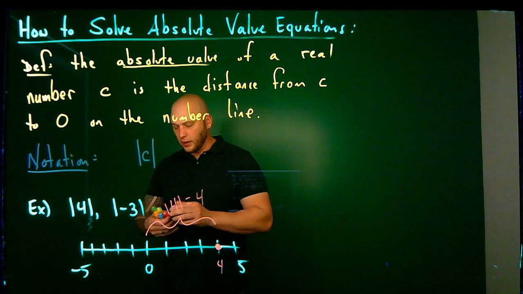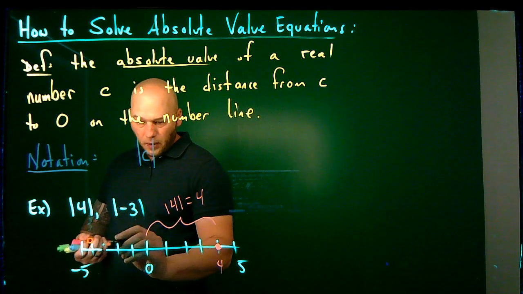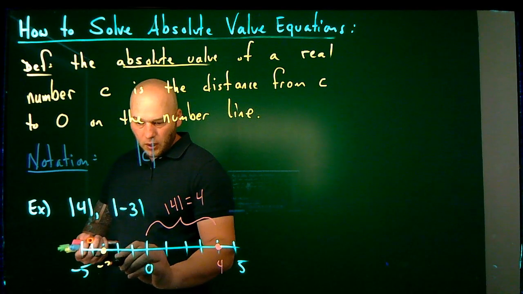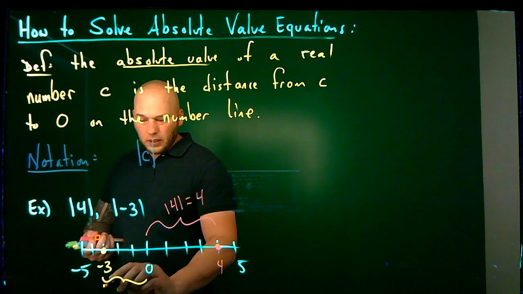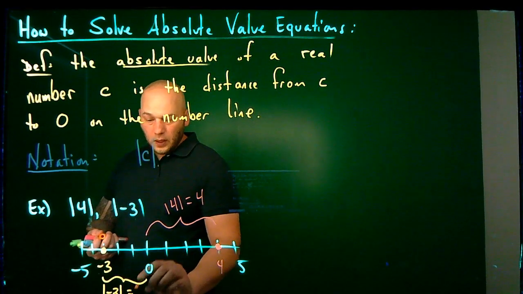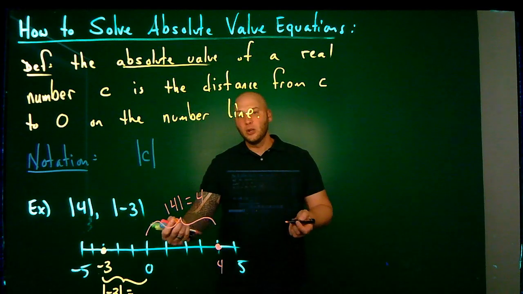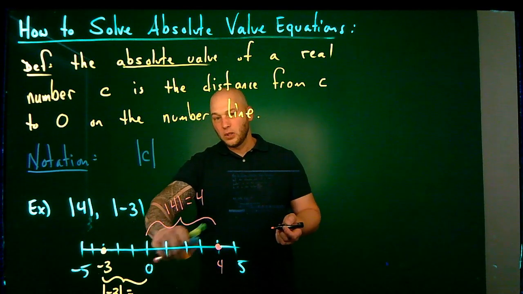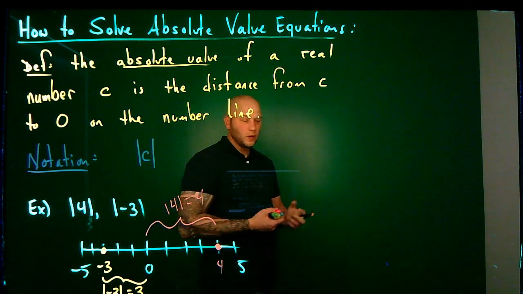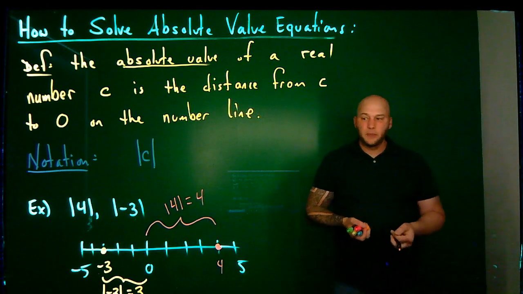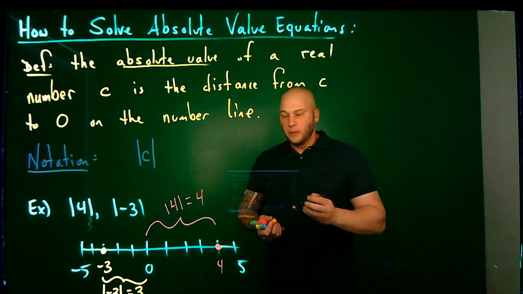On the other hand, if I look at the absolute value of -3, go ahead and identify -3 on the number line, which of course is right here, and I want to identify its absolute value. Well, remember that the absolute value of that number is the distance from that point to 0. In other words, how many units away is that number from 0? And of course, that would be 3. Okay, so even though the number is negative, its absolute value is positive.